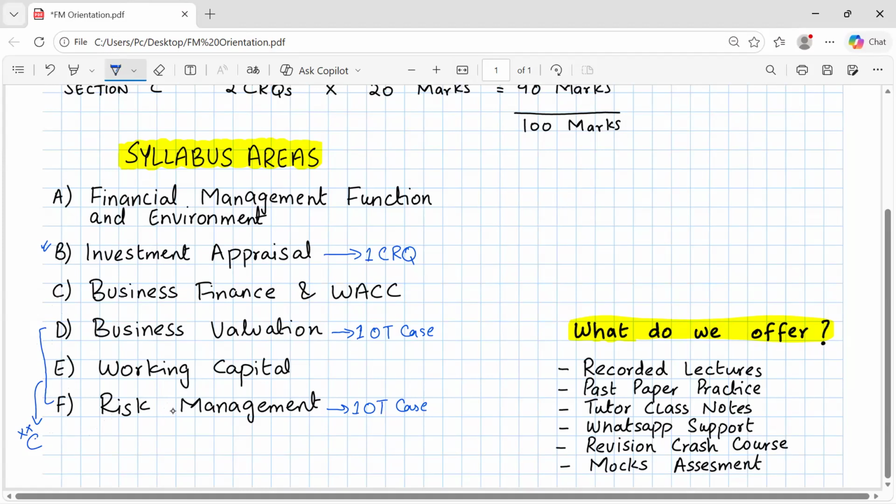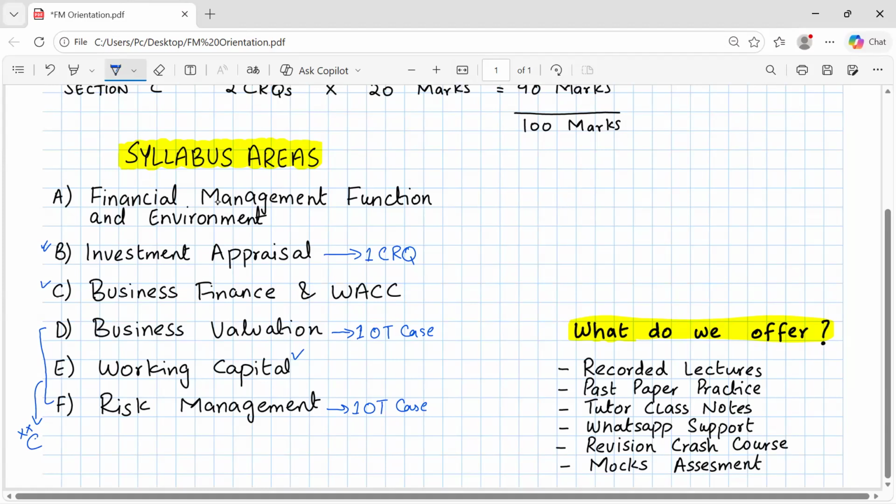Now the second CRQ can come from either business finance and WACC, or working capital management. Let's say, for example, if you get the second CRQ from the business finance area, then the third OT case will be from the working capital area. And similarly, if you get the second CRQ from the working capital management area, then the third OT case will be from business finance and WACC area. Why? Because the examiner will obviously make sure to test each and every area of the course, right? So that is why you can predict this paper, I think, as the most predictable amongst the skills level.